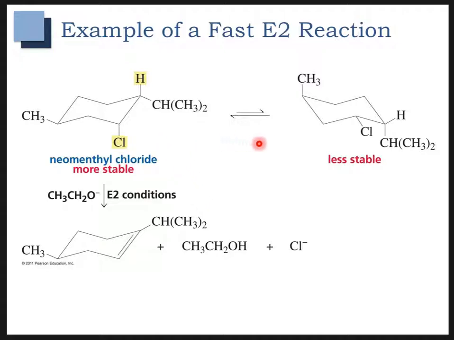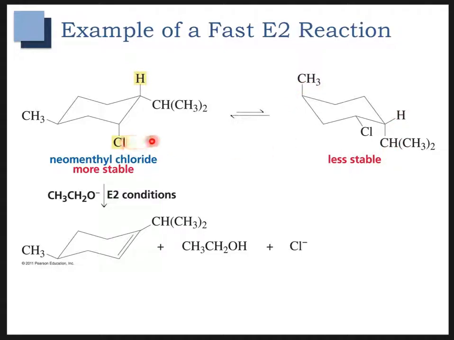So there are 2 chair conformations of this cyclohexane. And this one over here is less stable because the methyl group and the isopropyl group here are in axial positions. So you have the larger groups in the axial positions, and hence they're going to have 1,3 diaxial interactions, right, with hydrogens over here. So this is going to be less stable.